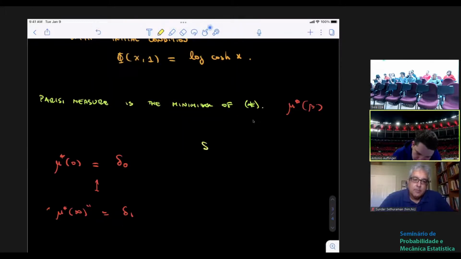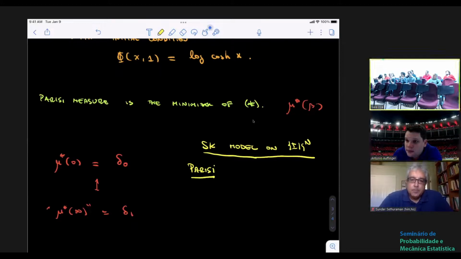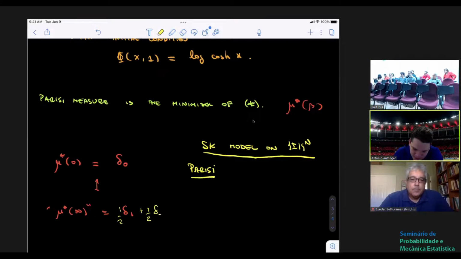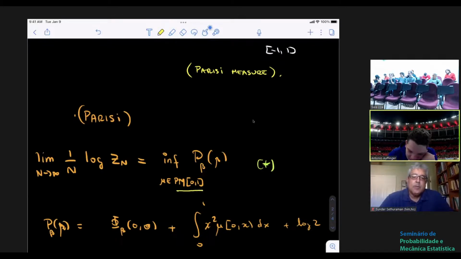Here is the SK model, which is the one that I'm describing so far, on plus or minus 1 to the n, so on the hypercube. This was the prediction given by Parisi. But the argmax, I think your function is symmetric, so your argmax is 1/2 delta 1 plus 1/2 delta -1. There you go. Yeah, because I'm tricking you here. I call the Parisi measure the minimizer on 0, 1, so I'm removing the symmetry in the variational problem. But you're right.